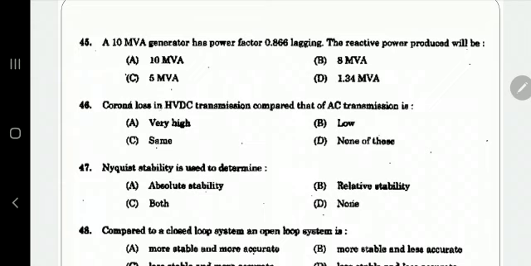We know that the answer is low, that is, answer B. So what is the reason for this? Corona loss is directly proportional to (f + 25), which means it depends upon the frequency. For a DC transmission, the frequency will be 0, which means we can say that the corona loss will be very low when compared with an AC transmission line. So the answer becomes B.